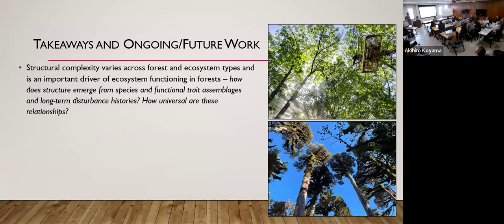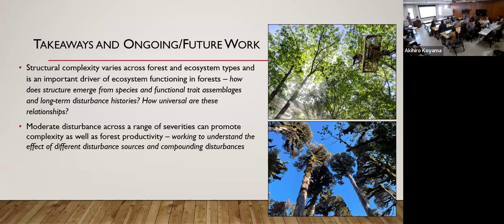Okay, in terms of takeaways and where we're going with this. We found that structural complexity varies among forest types and across different ecosystem types. So we're trying to understand better how species and functional traits assemble to create those different canopies and how universal those relationships are, but also how long-term disturbance histories might affect this. So we're working in some old growth forests with Neil Peterson's lab where they have these long disturbance histories, to try and understand how these canopies develop over time.